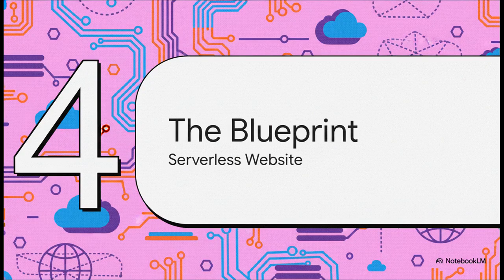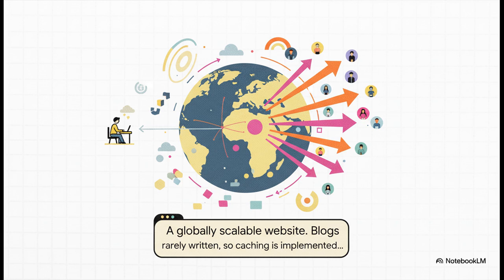Okay, theory is great, but let's put it all together. We've seen the individual tools. Now let's look at the blueprint and see how these pieces combine to build a real-world, globally scalable application. This is where the magic really happens. So let's pretend we're building a site called myblog.com. Now, the key thing here is its usage pattern. It needs to scale globally for tons of readers, but new posts are only written every so often. This read-heavy, write-light pattern is an absolutely perfect candidate for a serverless architecture.